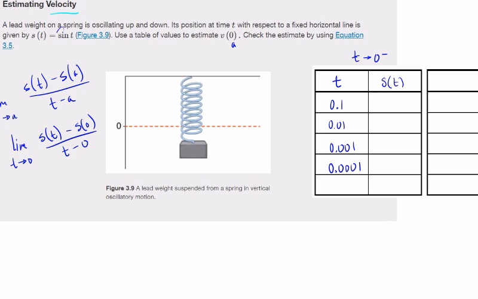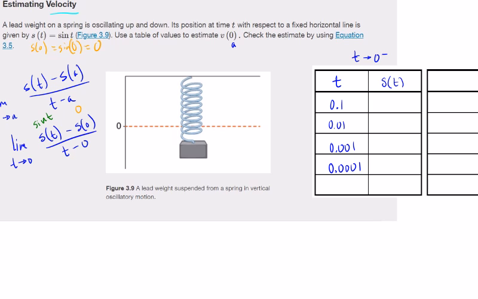So this is sine, right? S of t is sine of t. So I'm just going to put sine of t here, because that's what s of t equals. All right. And then here for s of 0, that's going to be sine of 0. If you know what sine of 0 is, you can do this on your calculator, but sine of 0 is 0. You can also look at your unit circle or exact values table. That's going to be 0.